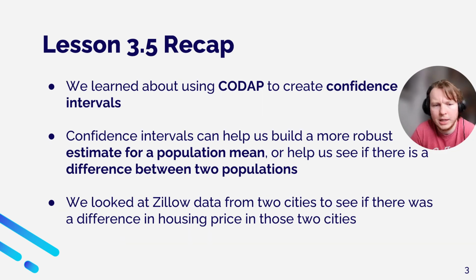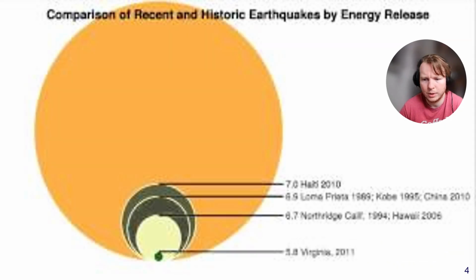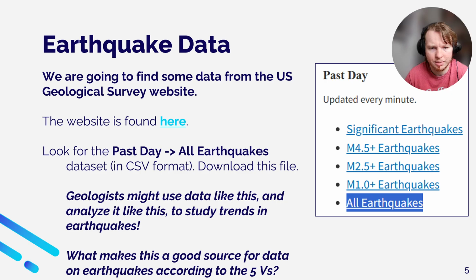So next we're going to recap lesson 3.5. In the last lesson we used CodeApp to create confidence intervals, building more robust estimates for population means, or helping us see if there was a difference between two populations. And last lesson we did use that Zillow data. Today we're going to be using more real data, this time drawn about earthquakes. So there's a quick video here that you can and probably should play for students on recent and historic earthquakes by energy release, getting them used to this Richter scale a little bit.